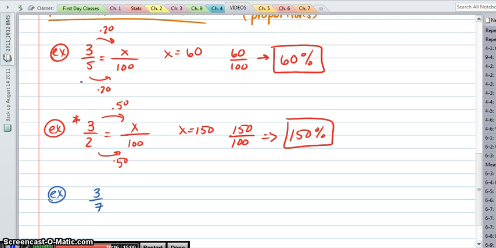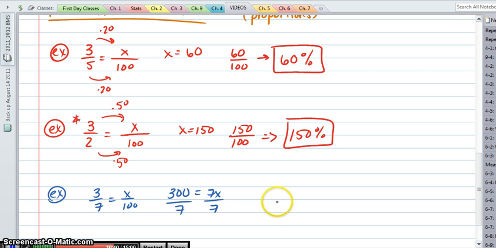Here, 3 out of 7. What percentage is this? Maybe 3 out of 7 people have brown hair in the class, and we want to know what percent of the class has brown hair. So again, we could set this up as x over 100. 7 does not go easily into 100, so here I might use the cross product, and we divide by 7.